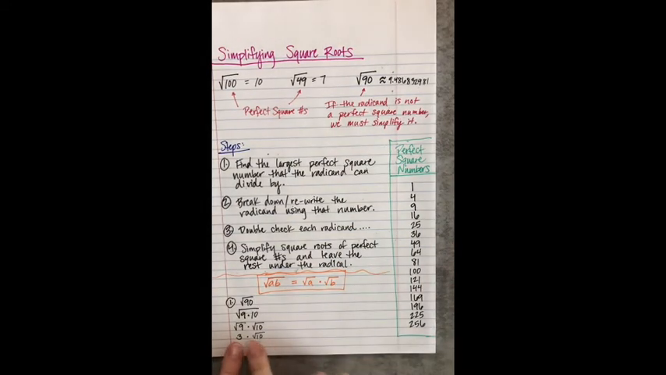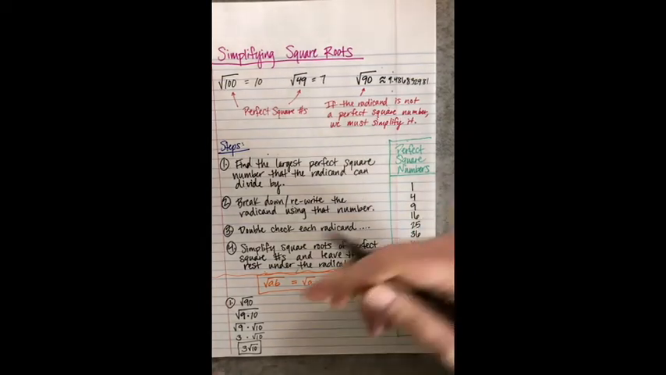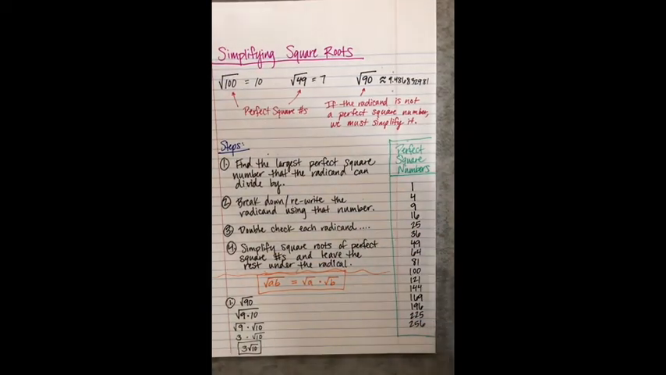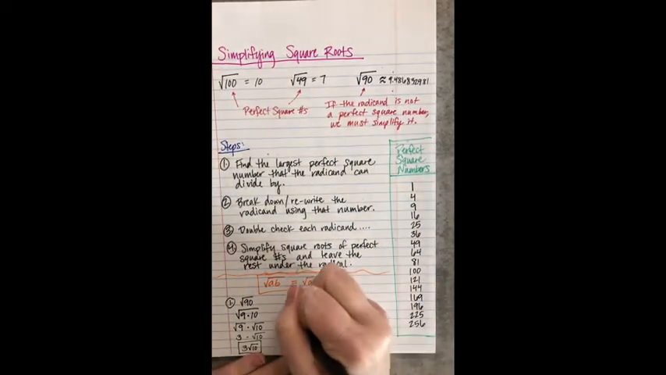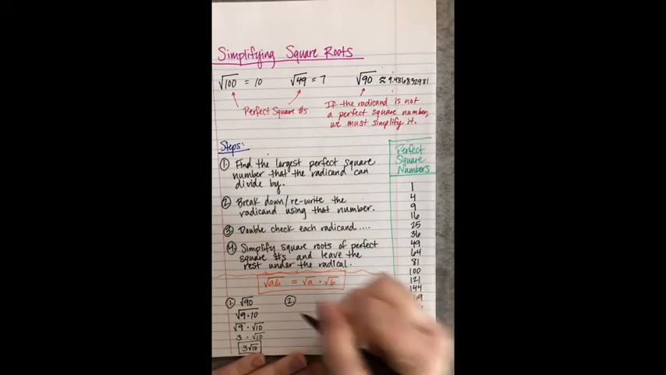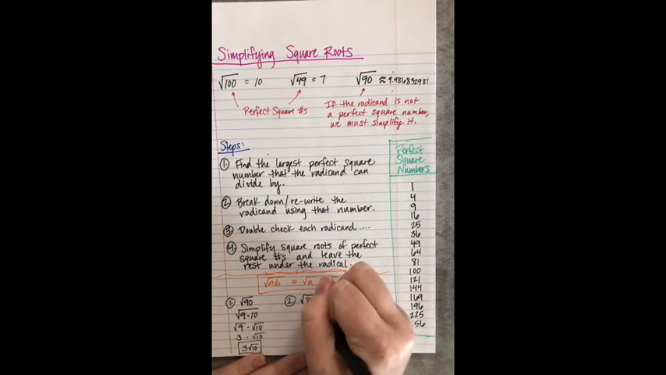Now my final answer here, 3 times square root of 10, you can also just write it like this, and this is how you're gonna see it. 3 root 10. And that's your final answer. Okay, let's try another one. Here's number 2. Let's do square root of 84.